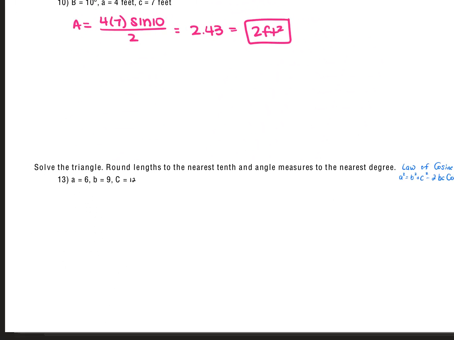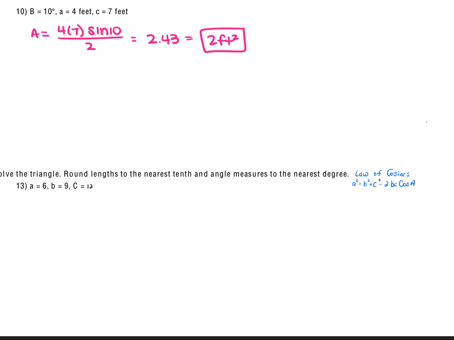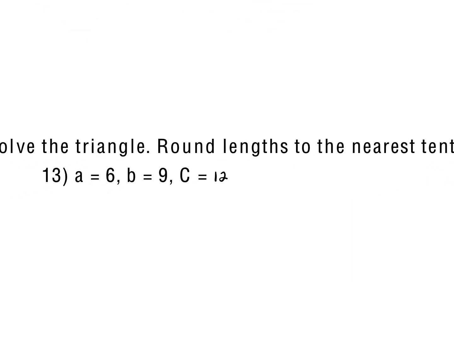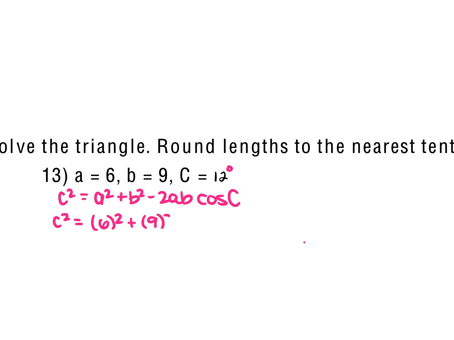For our next part, we are solving the triangle using law of cosines. So for this one, we're given an A of 6, B of 9, C of 12. That C is uppercase, so that means that 12 is 12 degrees. So we're going to start with c squared is equal to a squared plus b squared minus 2 times a times b times the cosine of C. So that means we're going to have c squared is equal to 6 squared plus 9 squared minus 2 times 6 times 9 times the cosine of 12.